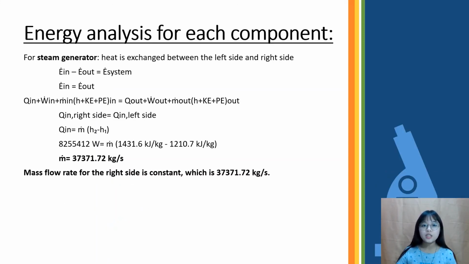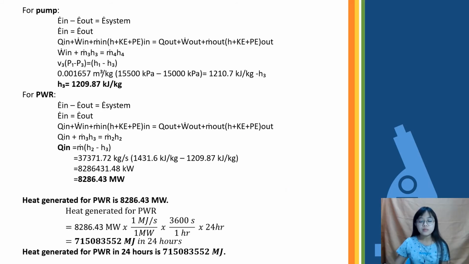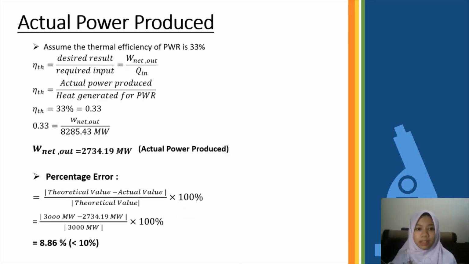Then we will do the energy analysis for each component. For the steam generator, we substitute the value into this equation and we can get the mass flow rate. For the pump, we can substitute the value into this equation and we can get the value of H3. For the PWR, we can substitute the value into this equation and we can get the value of Qin equal to 8,286.43 megawatt. And we can get the heat generated for the PWR in 24 hours, which is equal to 715083552 megajoule.